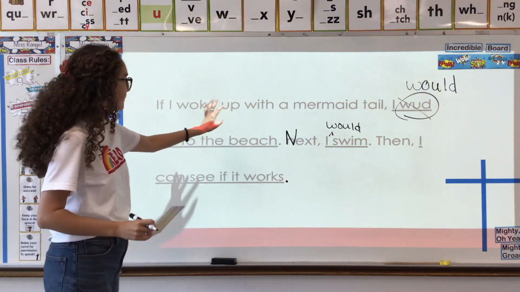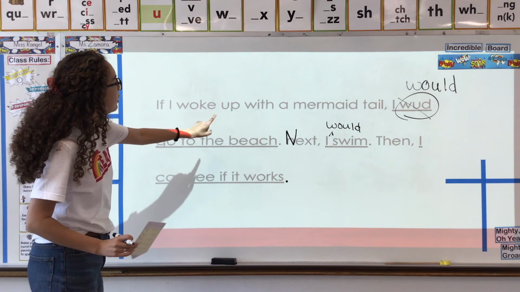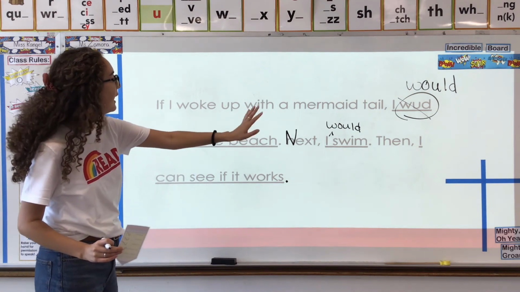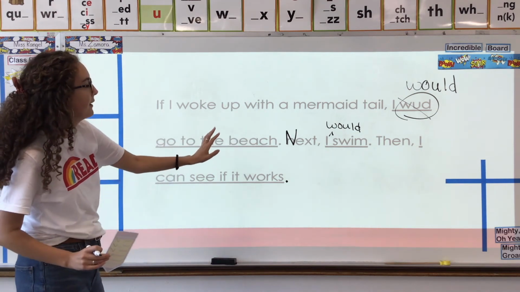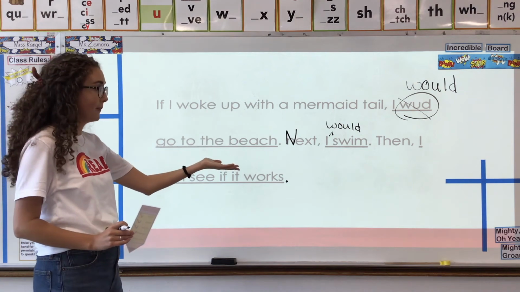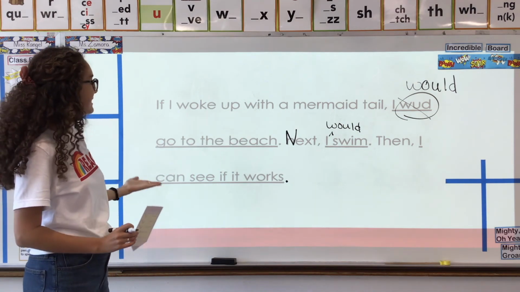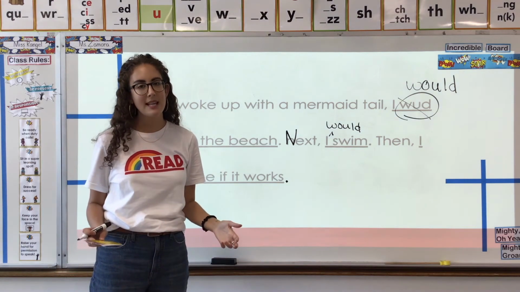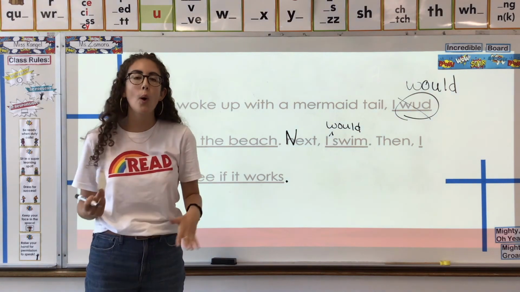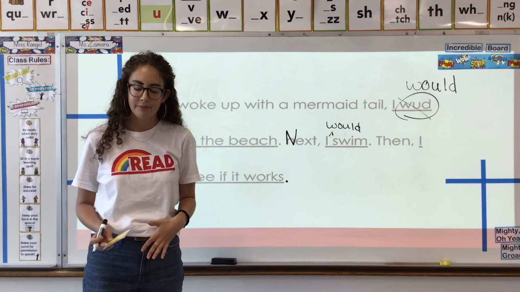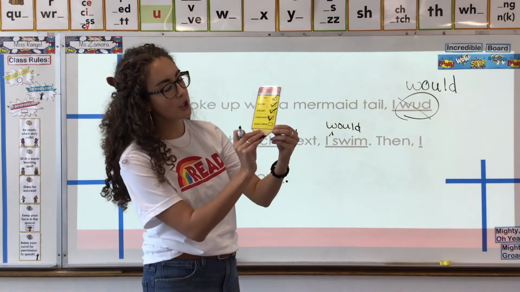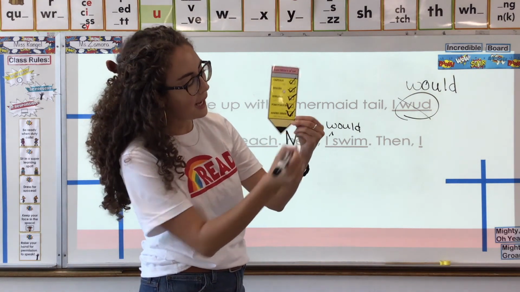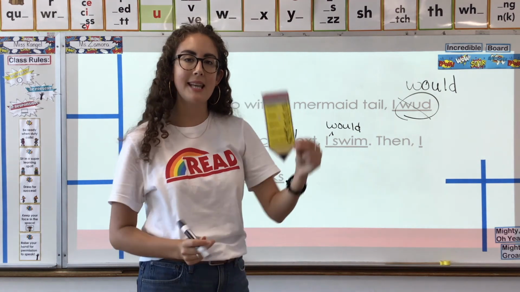Let's go back and check. If I woke up with a mermaid tail, I would go to the beach. Next, I would swim. Then I can see if it works. That makes more sense and sounds more like how we talk. So I read my whole journal entry a couple times, and I'm going to check off the makes sense box.